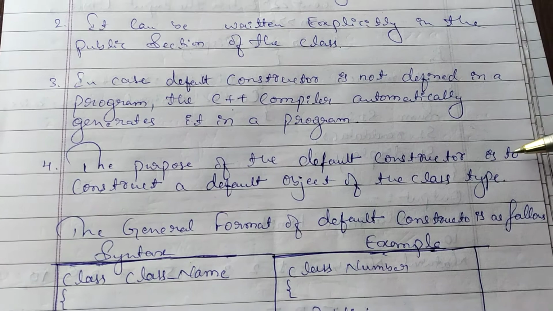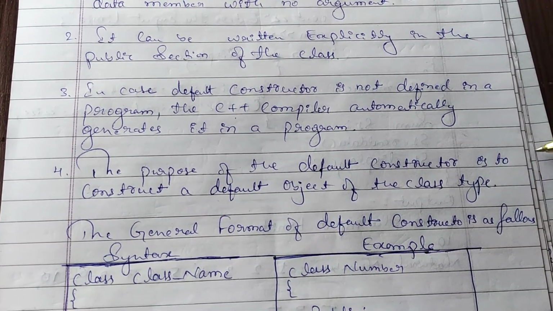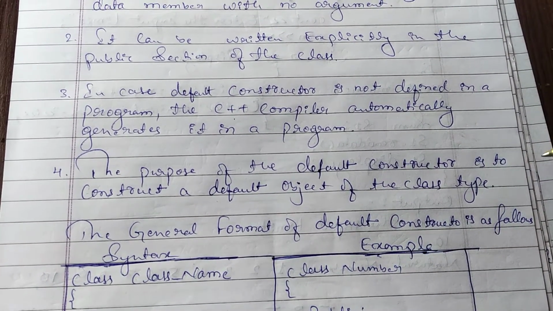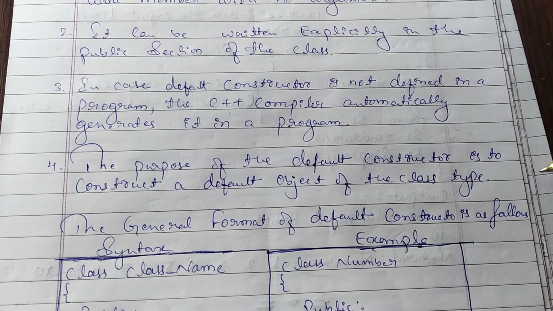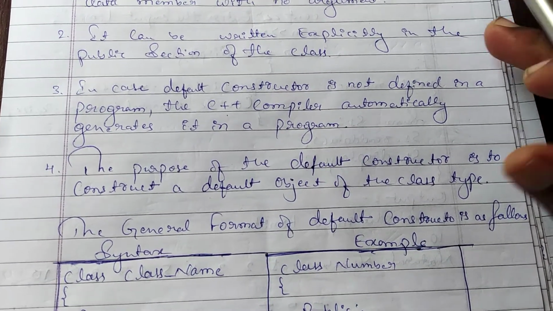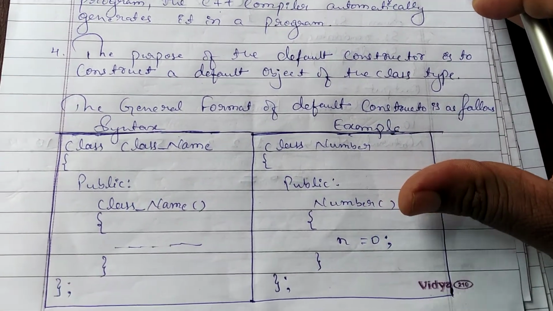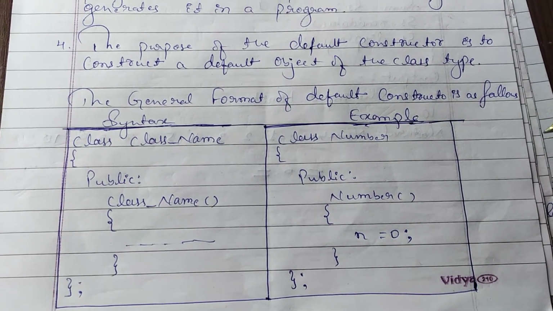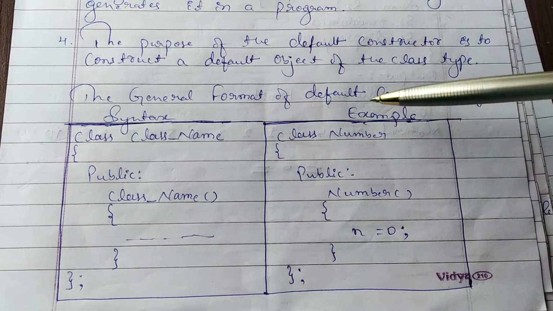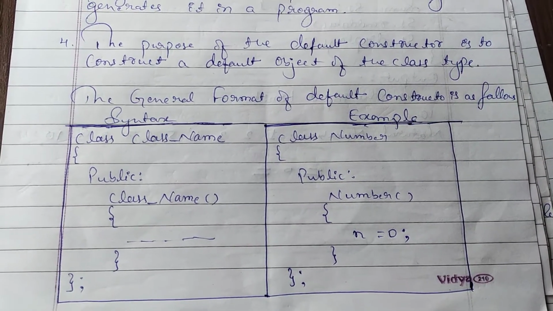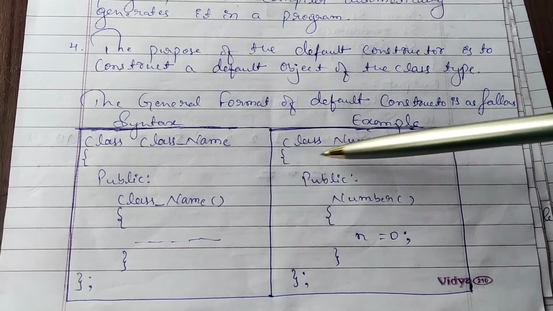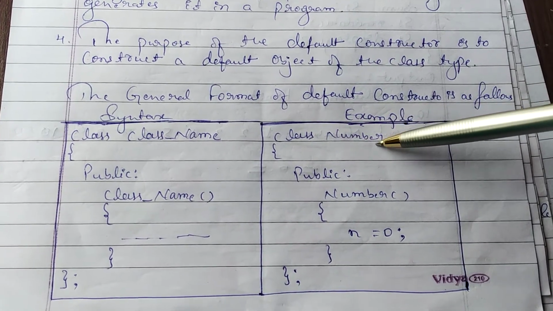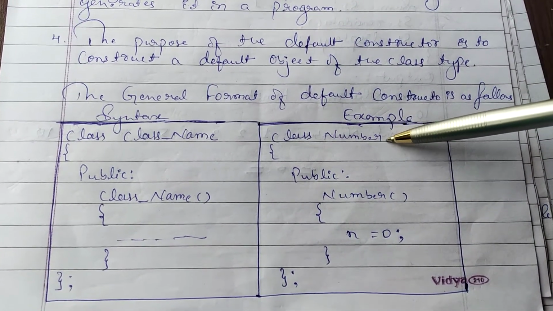The fourth one is, the purpose of the default constructor is to construct a default object of the class type. So now the general format of the default constructor is as follows: the syntax and example. The syntax is class name. Here also, in the example, I have written the class name as number.